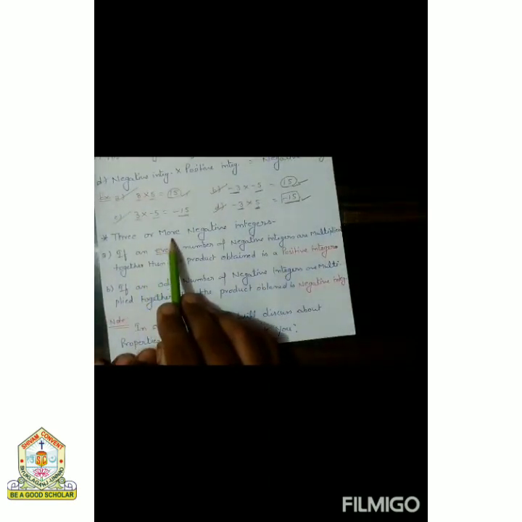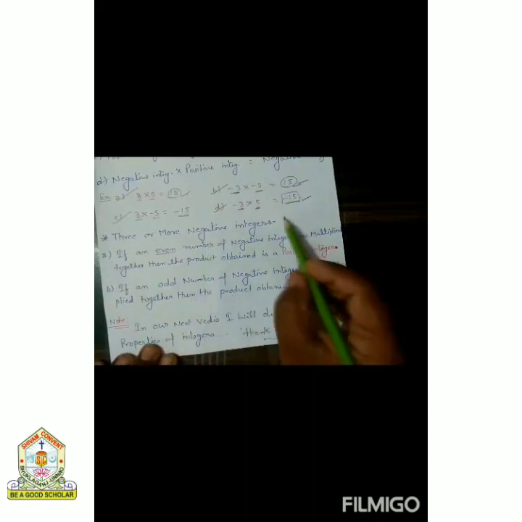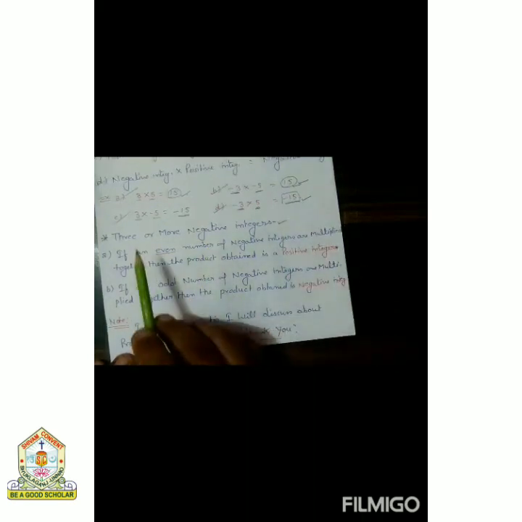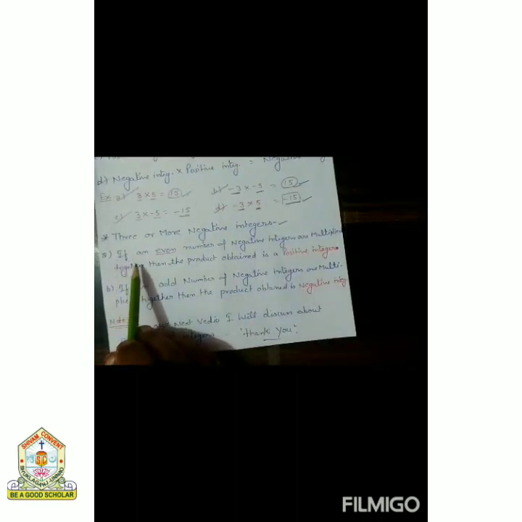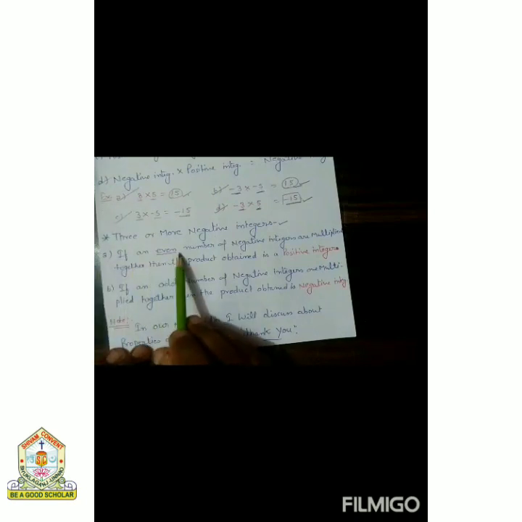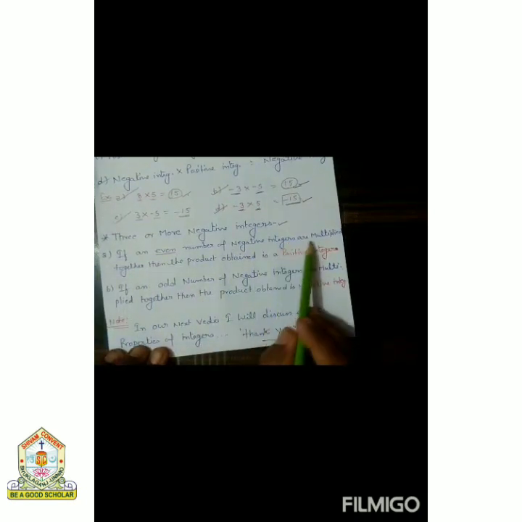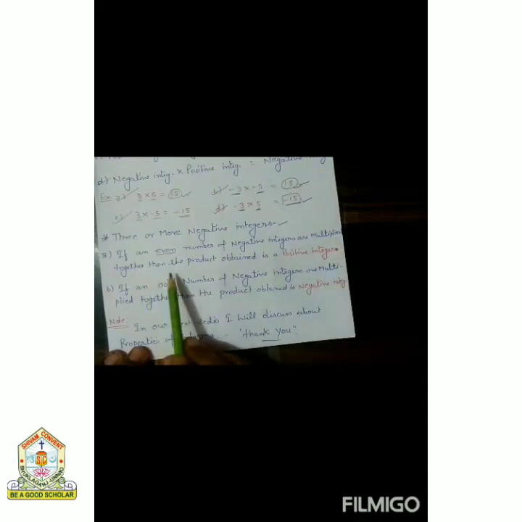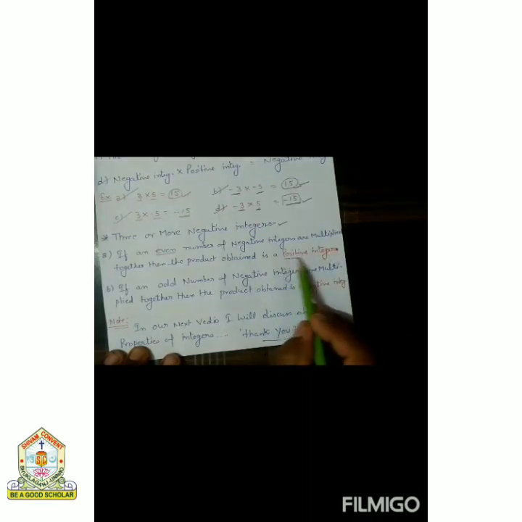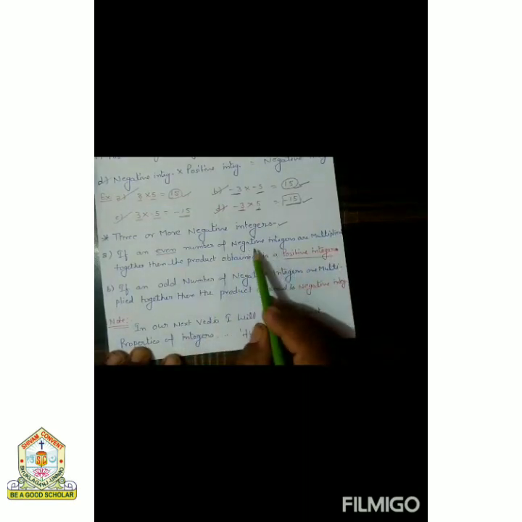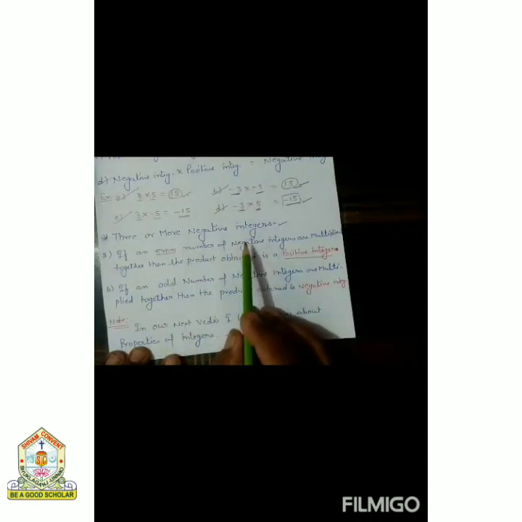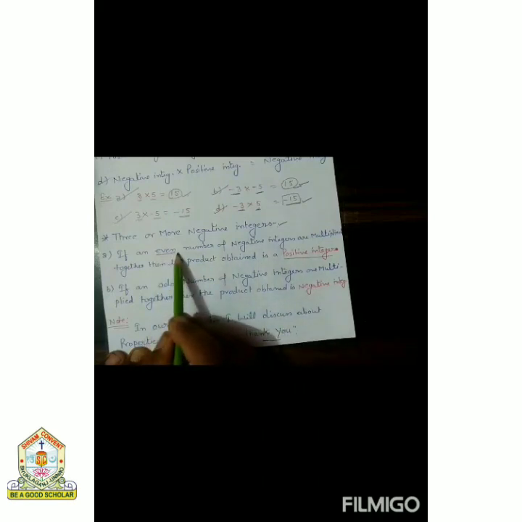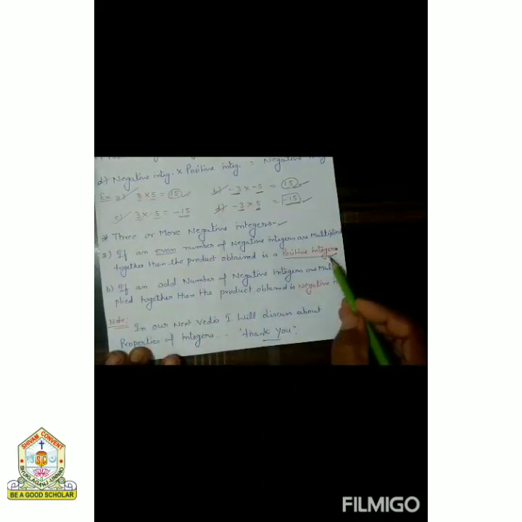Now, 3 or more negative integers. We need to discuss the product of 3 or more negative integers. We have two conditions for finding their product. First one, if an even number of negative integers are multiplied together, then the product obtained is a positive integer. Means when we need to find the product of more than two integers, if their number is even, then their product will be a positive integer.